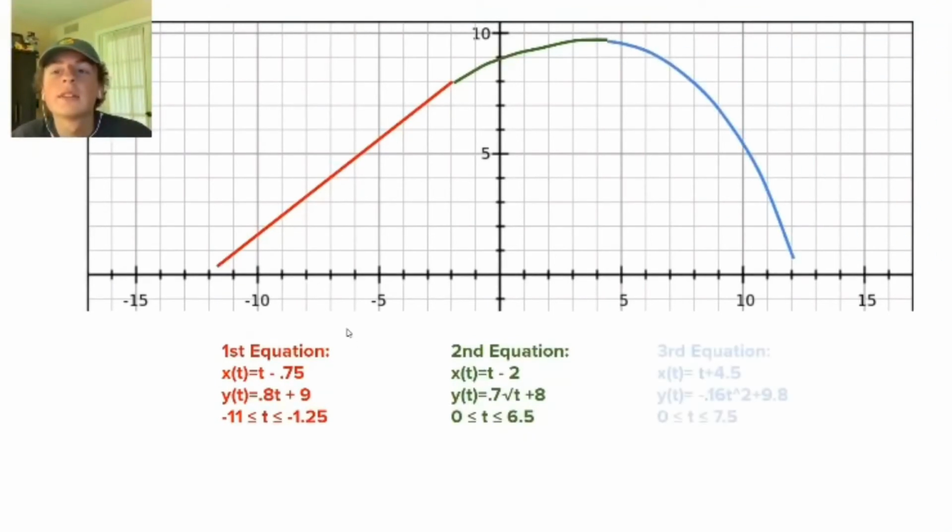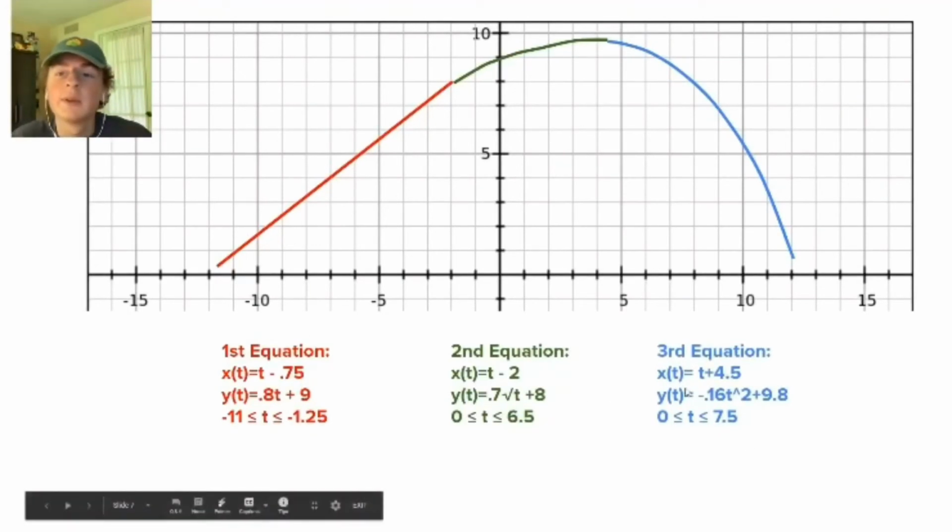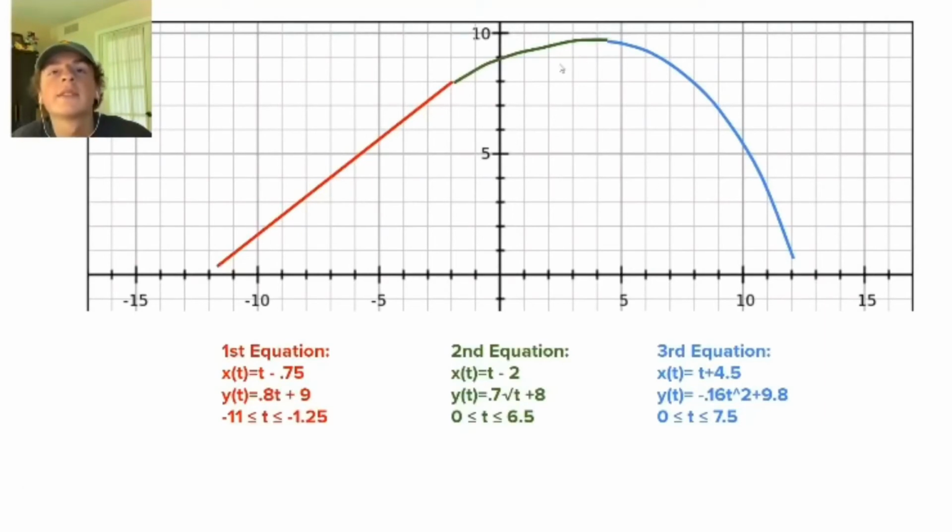Okay. This is the parabola part. This is x of t equals t plus 4.5. And this is because the vertex is shifted 4.5 units to the right. Same thing for the square root. The vertex of that is shifted 2 units to the left, so you got the -2. And then for the y of t equation, we got -0.16t squared plus 9.8. And this is from 0 to 7.5 for the t-values.